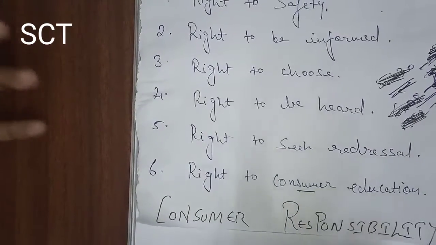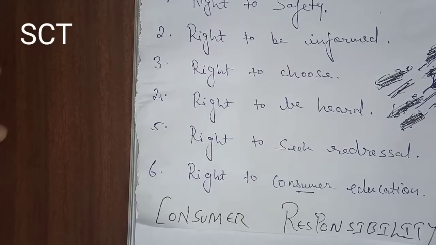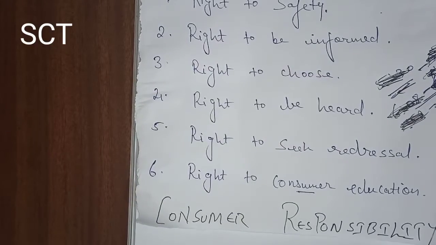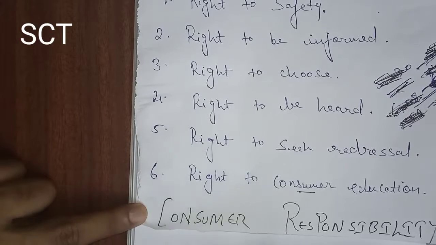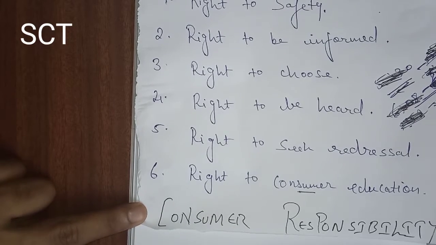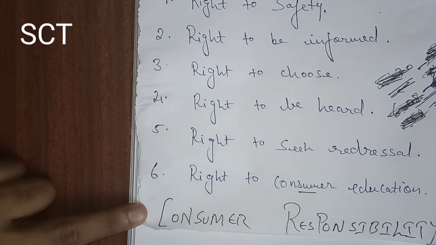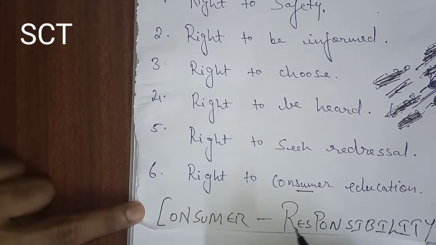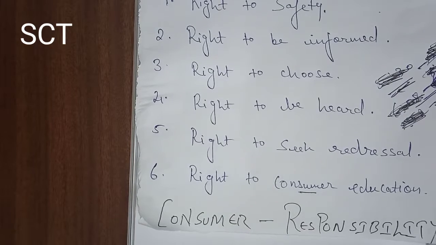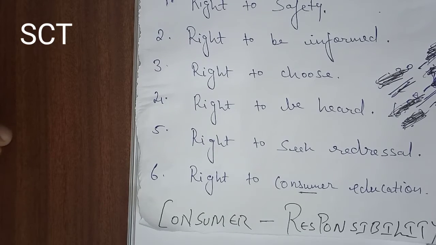So, these were the six rights which are provided by the Consumer Protection Act to the consumer. When the law provides rights to the consumer, at the same time the law has laid down several consumer responsibilities which the law expects the customer to discharge at the time of purchase of goods. So the next topic is consumer responsibility. What are the various responsibilities which a consumer has to discharge at the time of purchase of the goods?